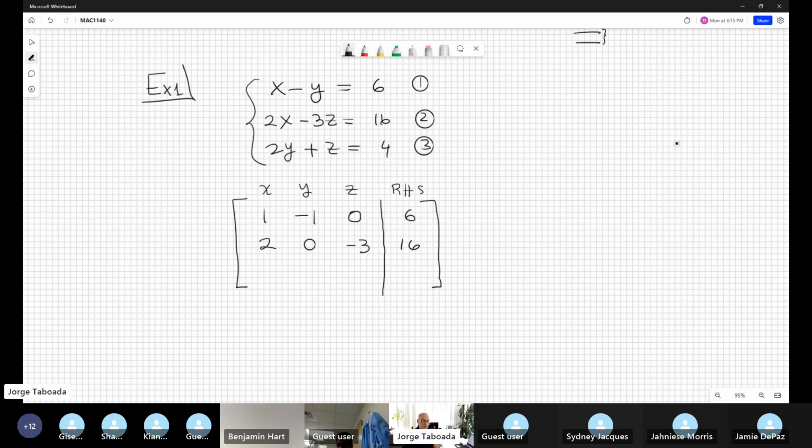And now in the last equation, we have no x, 2y, 1z, and the right-hand side. By the way, this augmented matrix is the combination: the matrix with the coefficients of the variables plus the right-hand side number. And the dimension of this matrix is, this is like the lecture we learned from test number 1.